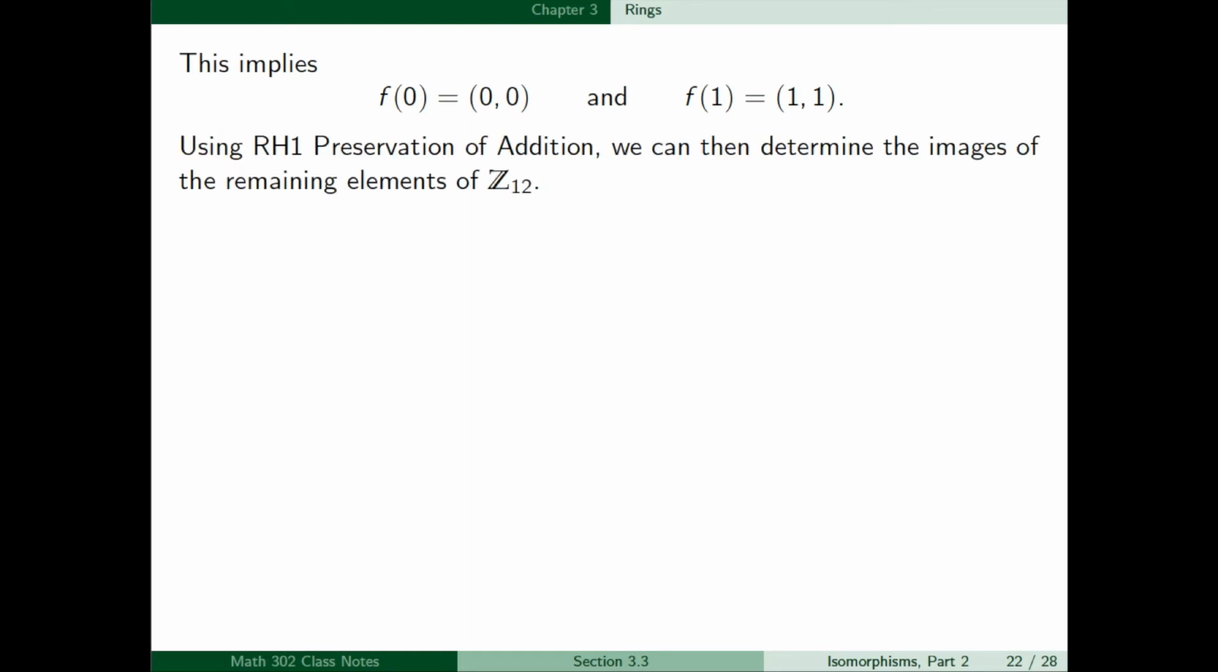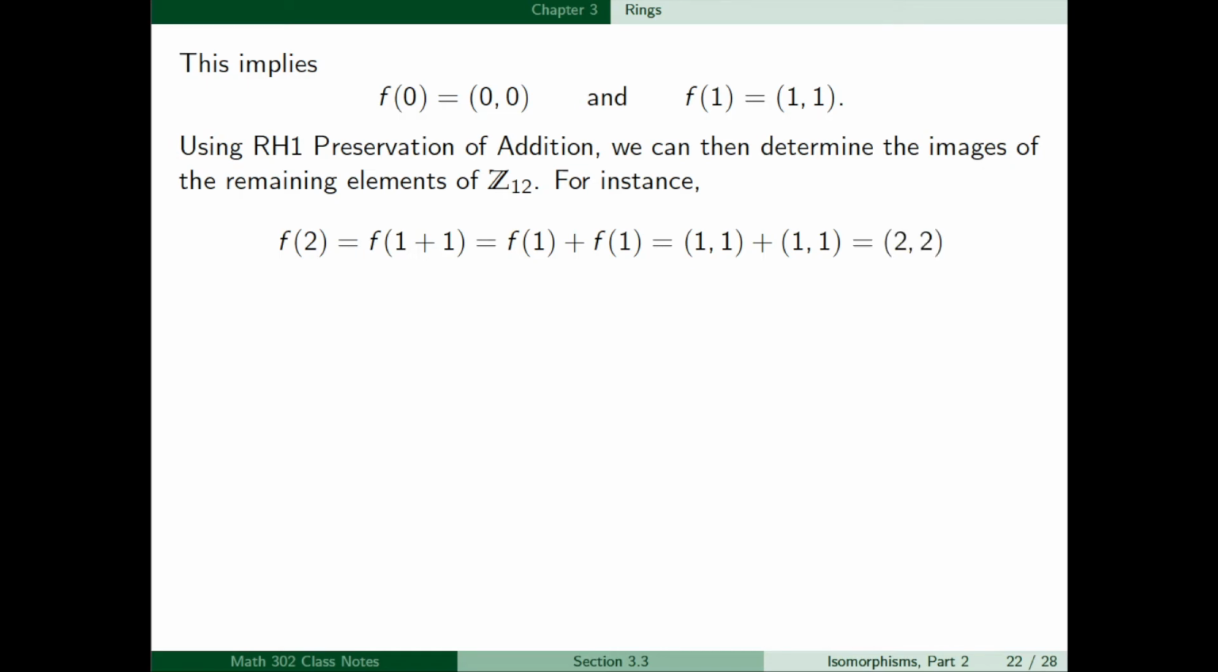Now, using RH1, the preservation of addition property, we can then determine the images of the remaining elements of Z12. For instance, f of 2 is equal to f of 1 plus 1, which is equal to f of 1 plus f of 1 using the preservation of addition property. And f of 1 is (1, 1), so this will be (1, 1) plus (1, 1), which is equal to (2, 2). So f of 2 is the ordered pair (2, 2).